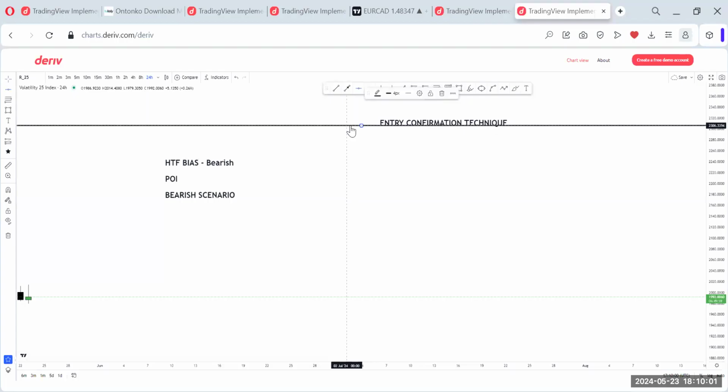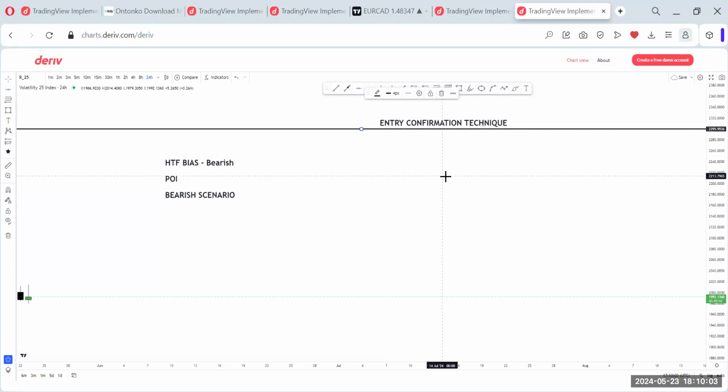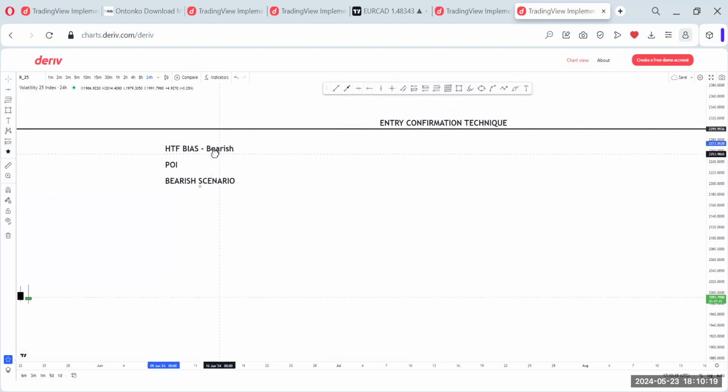All right. So today I want us to look at entry confirmations. Whatever strategy you are trading, after your analysis, the next most important thing is to wait for price to come back to the area where you would want to enter the market. Today we are going to use a bearish scenario, and you can invert whatever I teach and you'll get the bullish scenario.